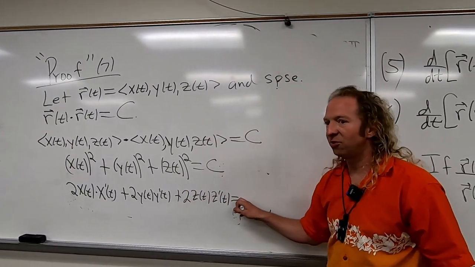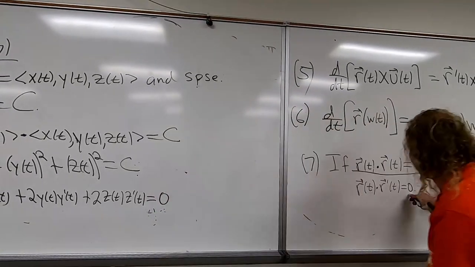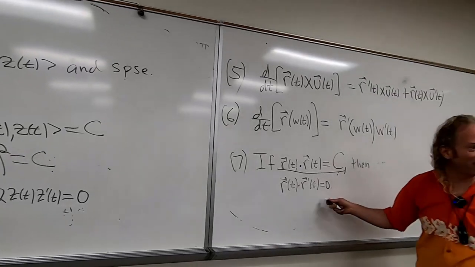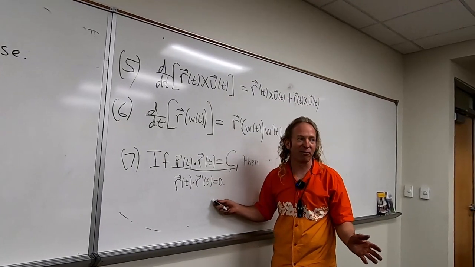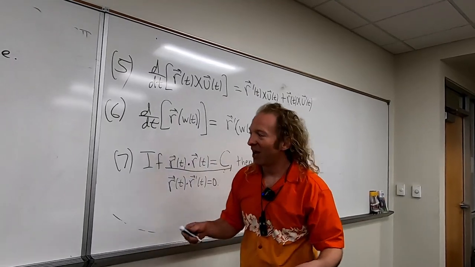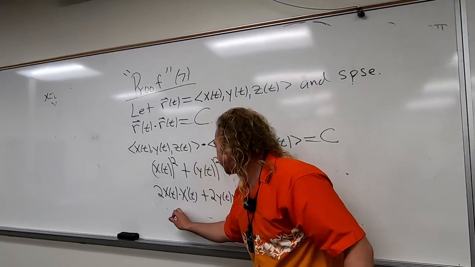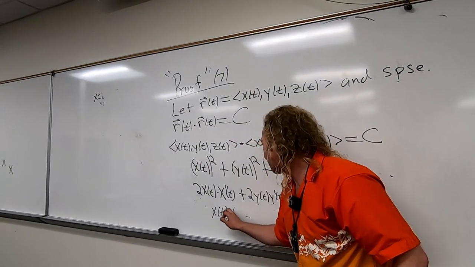And this is equal to, what's the derivative of c? Zero. Oh, look at that. We're almost there. It magically happens. That's the beautiful thing about proofs, you know they're correct. When you prove it, you'll know. And look, if you divide by 2, we get x of t, x prime of t.